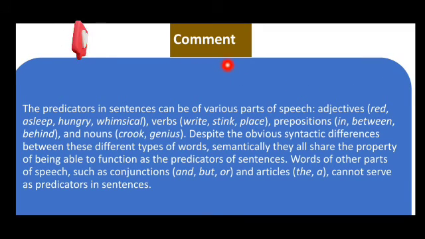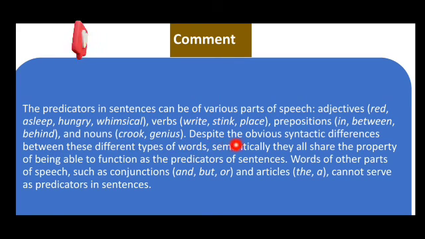Here we have the last comment. The predicator in sentences can be of various parts of speech. Adjectives like red, asleep, hungry, and whimsical can be predicators. Or a predicator can also be verbs like write, sting, and place. Right? And a predicator can also be a preposition like in, between, behind, and nouns like crook, genius.